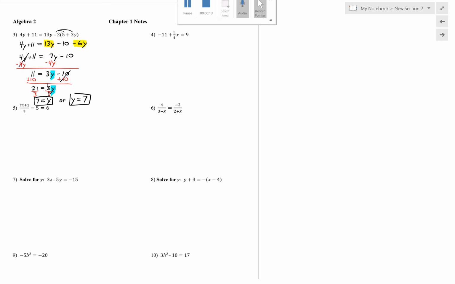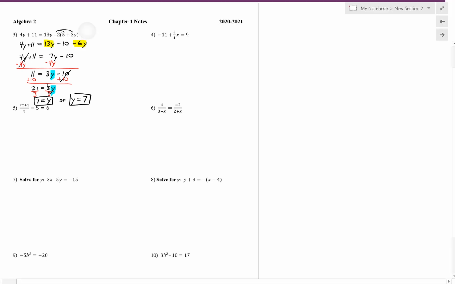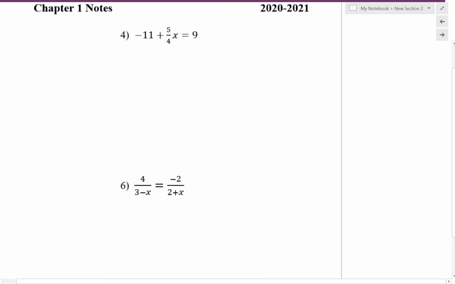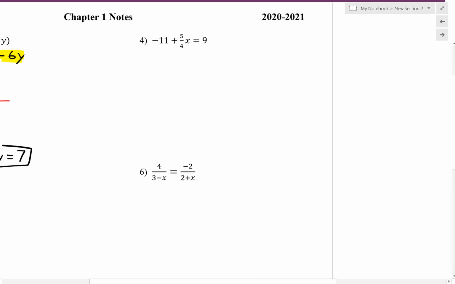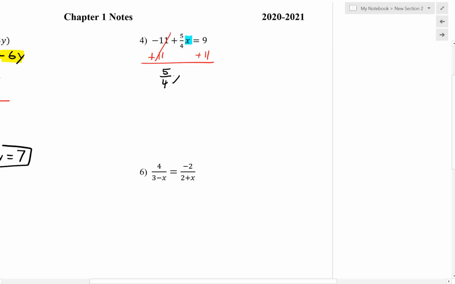So if you take a look at this equation, we have a variable only on one side, and when you look at both sides of the equation, neither side can be simplified. So we're going to go ahead and just jump into isolating the variable, try to get that x by itself. First thing we're going to do is add 11 to both sides of the equation, which is going to cancel the 11 out there, leaving us with 5/4 x on the left-hand side equals 20 on the right-hand side.